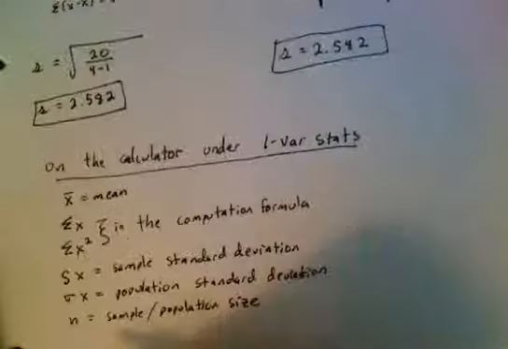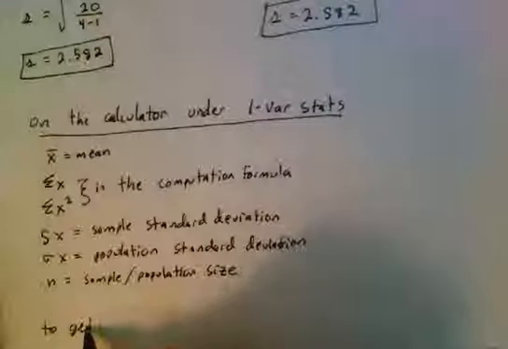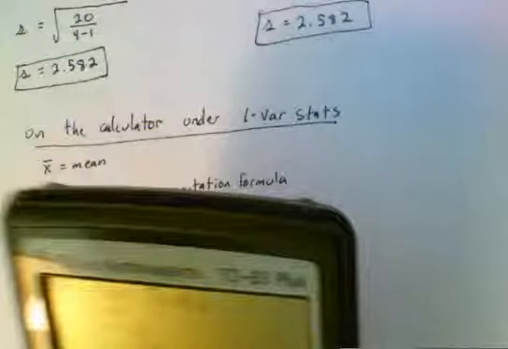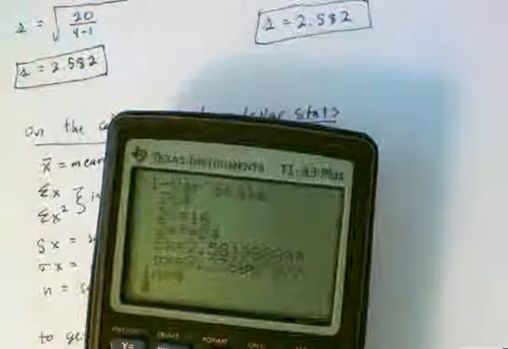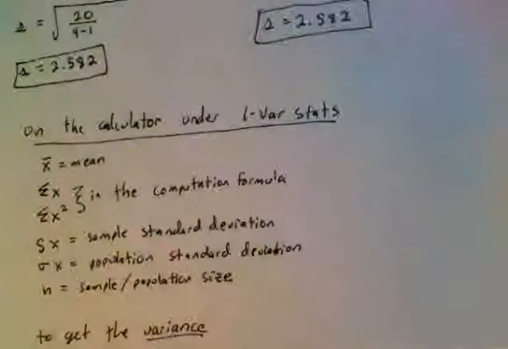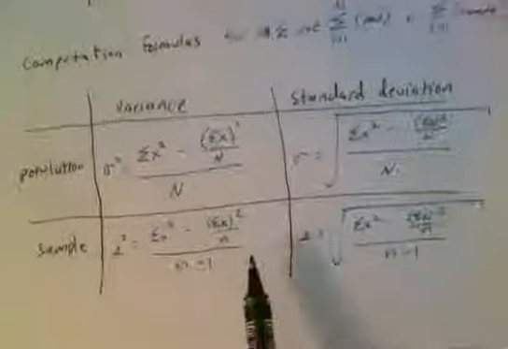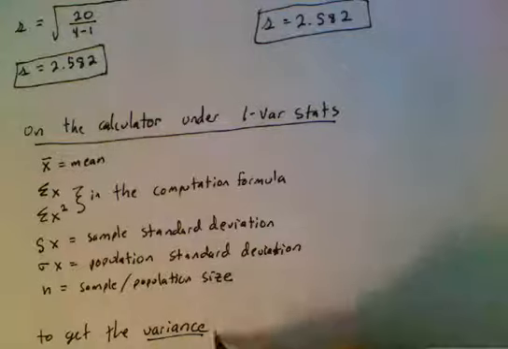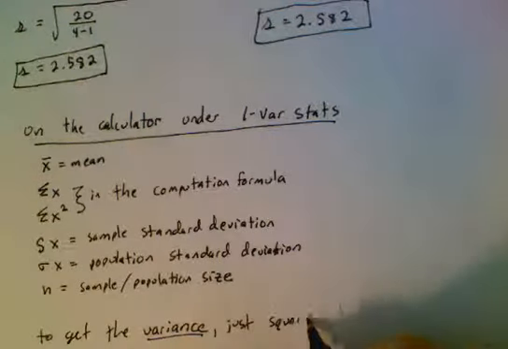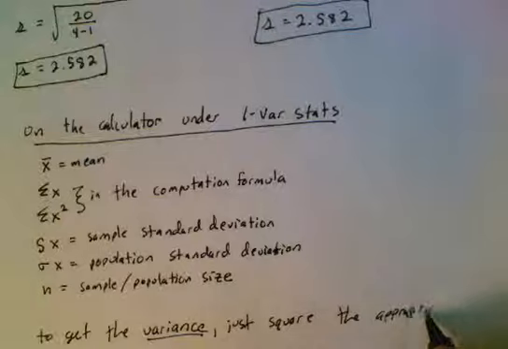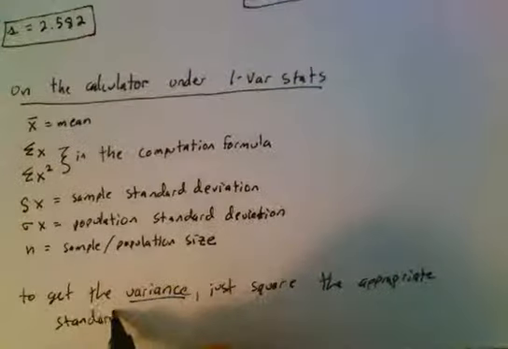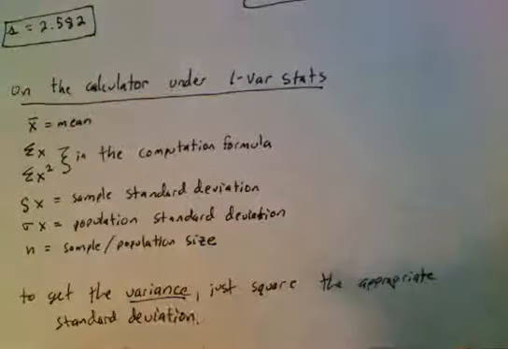Notice that variance is not listed here, only standard deviation. How do you get the variance? Well, as we know from our formulas, the variance is simply the standard deviation squared, both for samples and for populations. So, to get the variance, just square the appropriate standard deviation. And there we go.